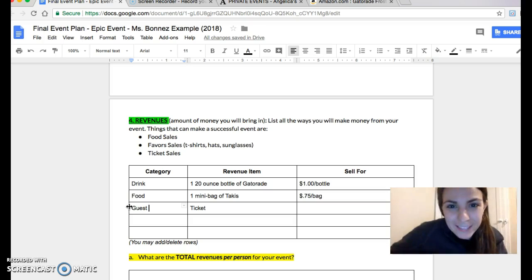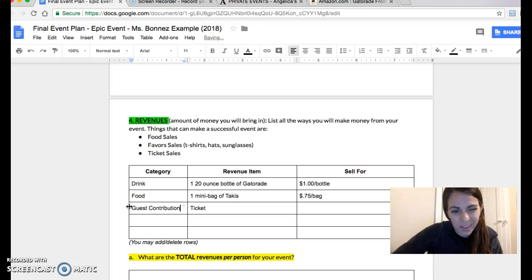Try to be as realistic as possible. So again, if you're having a quince or a wedding or a party, why don't you call it a guest contribution? That way you don't have to call it a ticket. And I can call this guest services, and my revenue item will be guest contribution. There we go. And let's say I expect every single guest to chip in $20.